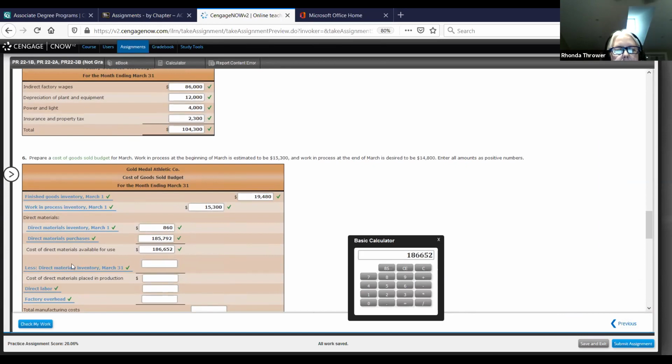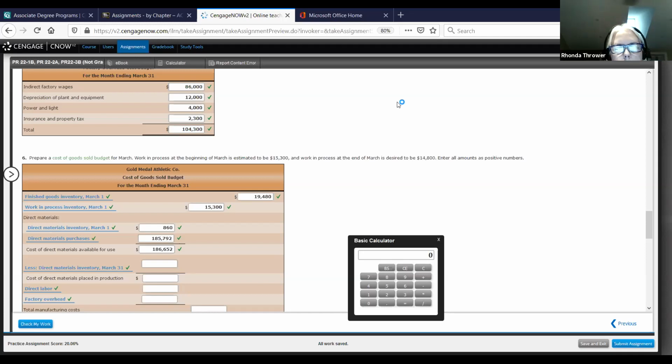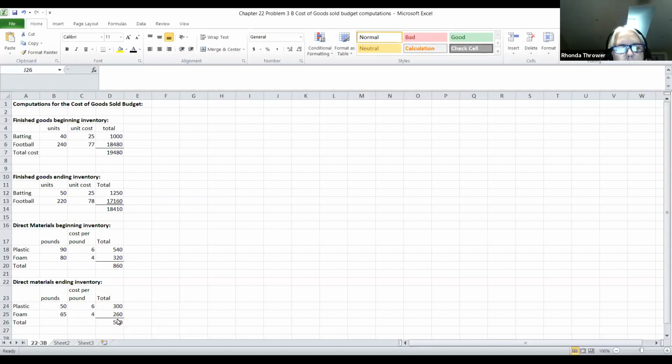The next thing we need to find is the ending direct materials inventory, and you have to do some calculations to find that. And the calculations are on my Excel spreadsheet. So I'm going to go back to my Excel spreadsheet and I'm going to pick up my ending materials inventory amount. The ending materials inventory amount I have calculated is $560. This information is given and you just multiply it. 560 is what I'm going to put in to the blank in Cengage.